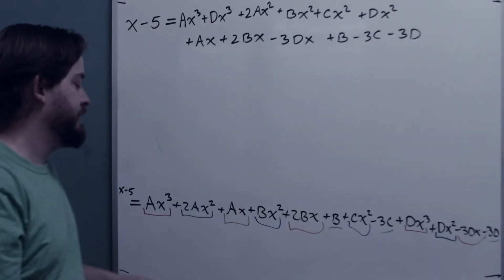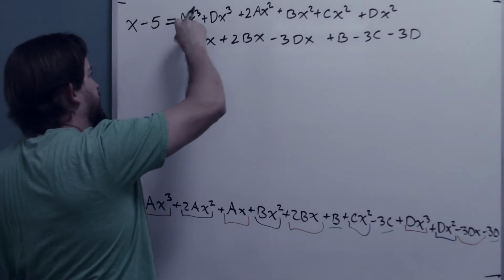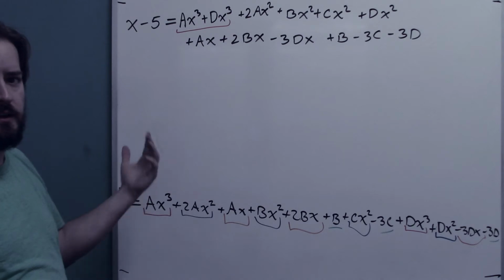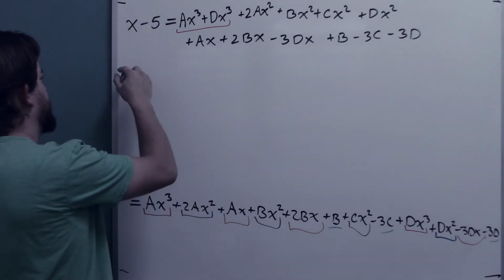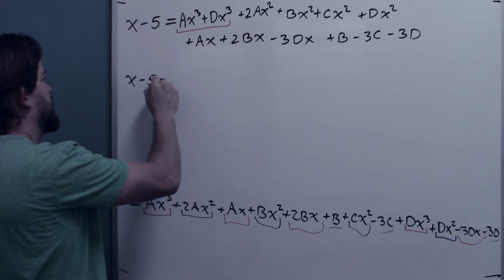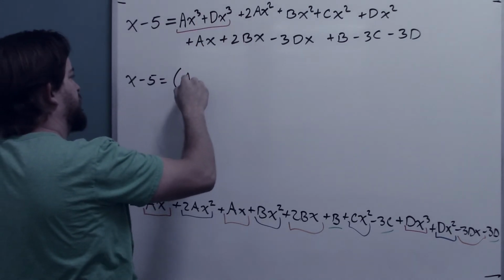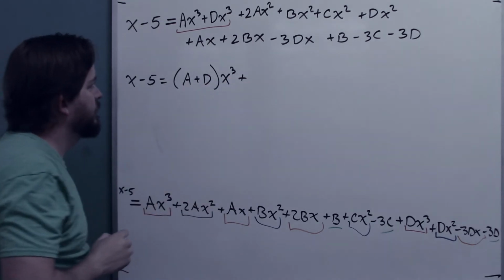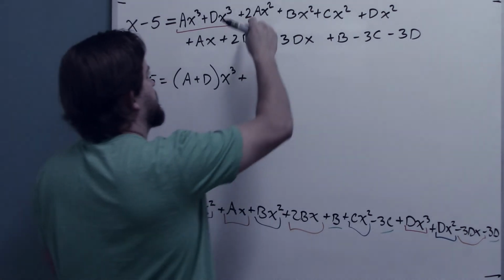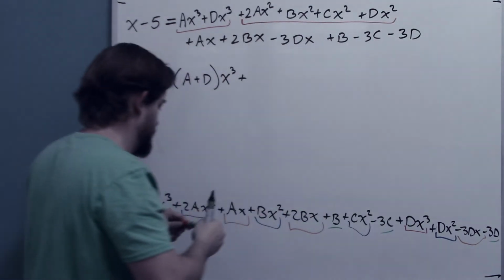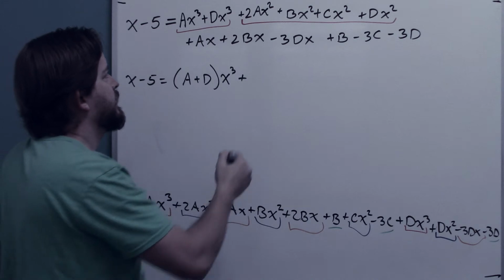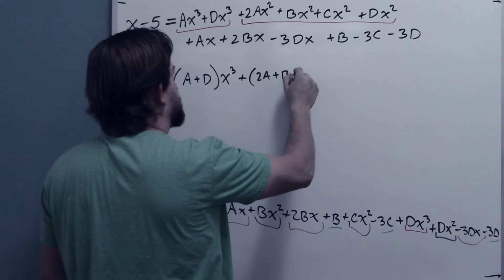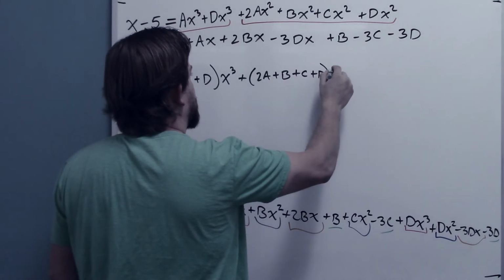All right, now the reason I did this is because in my x to the third terms, I'm going to factor that x to the third. I'm going to factor it to the right because I like it that way. If I factor the x to the third, I'm left with a plus d. Okay, in the next one, my x to the seconds, all of those guys, I'm going to factor the x to the second off to the right. If I do, I'm left with 2a plus b plus c plus d x squared.